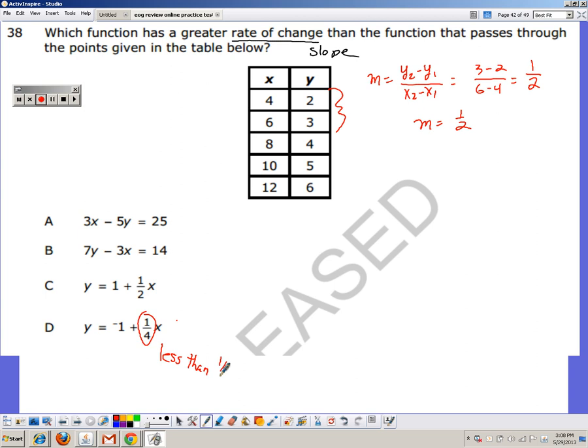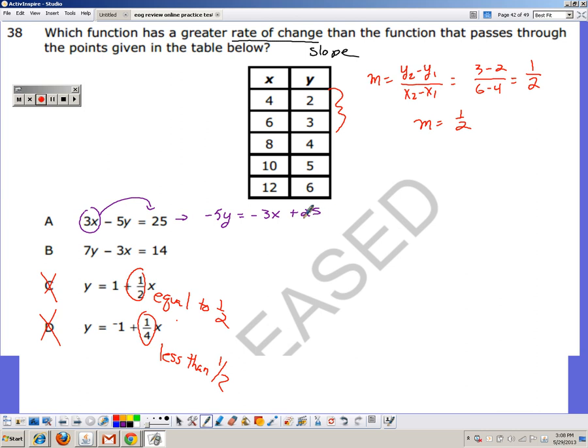So we know we can eliminate that. And C, it is equal to 1/2. So again, we can eliminate that. Now, to find the slope for A and B, again, the formula is y equals mx plus b. So we got to get y by itself. So step 1 is move this 3x. It's positive, so when it comes over, it becomes a negative. So we have a negative 5y equals negative 3x plus 25.